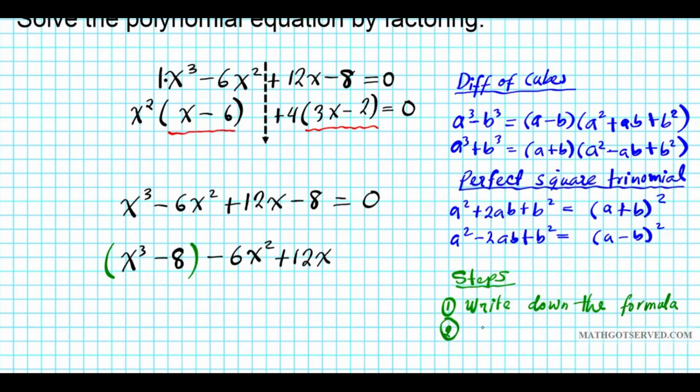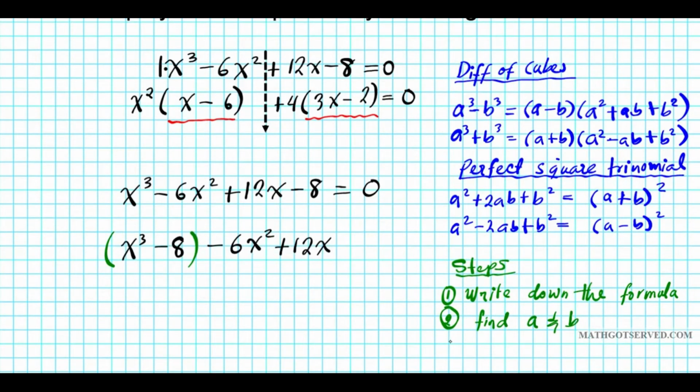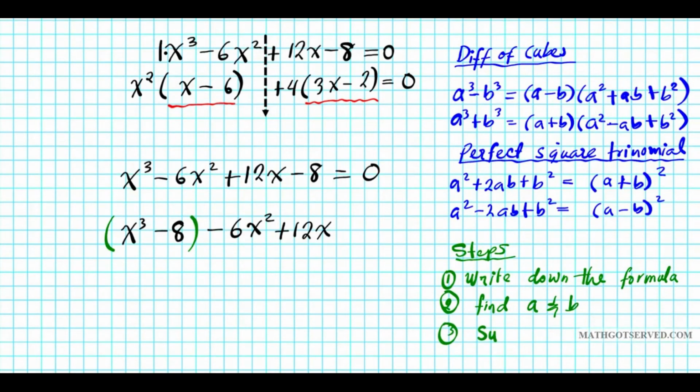Step number 2, you want to find a and b. And lastly, you want to substitute and simplify. Some problems involve simplification, others do not. In this case, we are not going to have to do any simplification here, since a and b are just single terms. Okay, now let's go ahead and apply the steps.